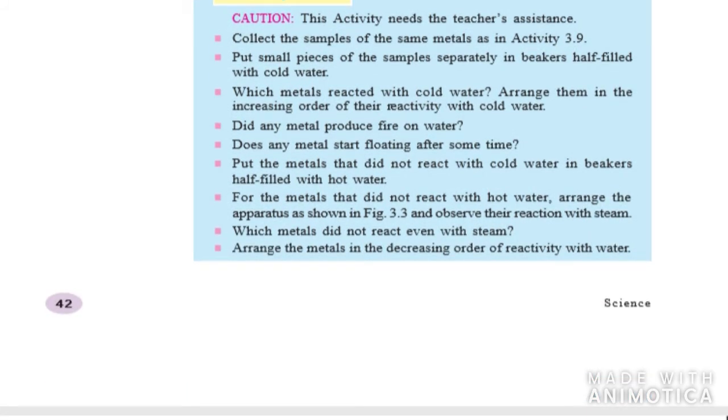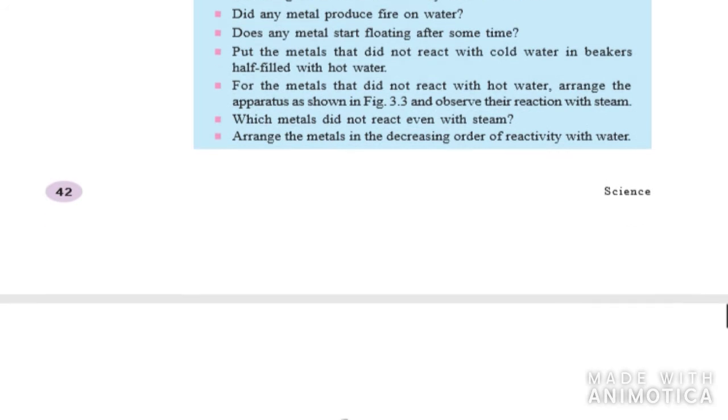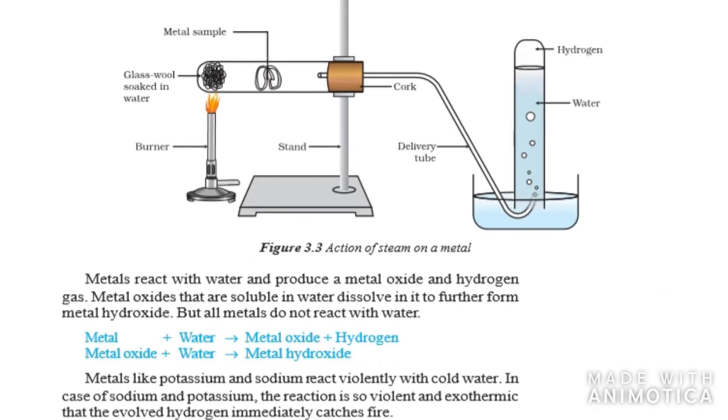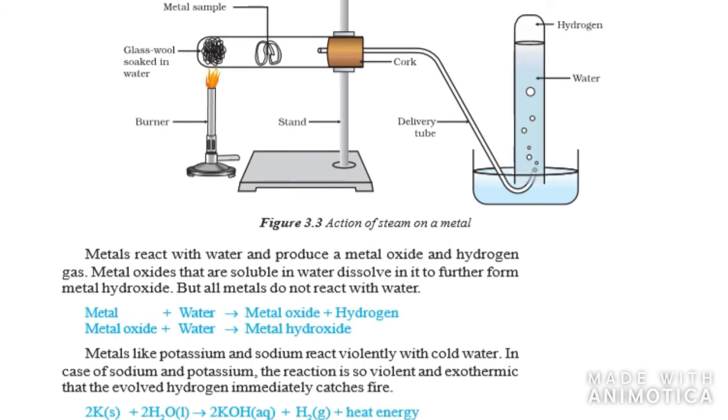Second is what happens when metals react with water. So let's see what happens when metals react with water. This is the experimental apparatus for when metals react with water. As you can see in the diagram, metal is there, then they have a glass wool soaked in water, and we have a burner here.